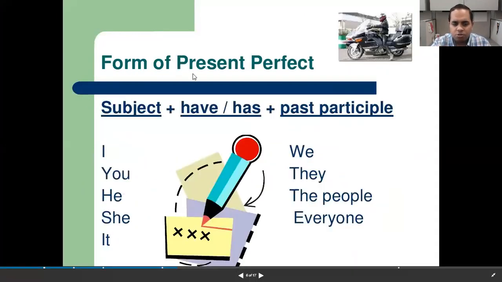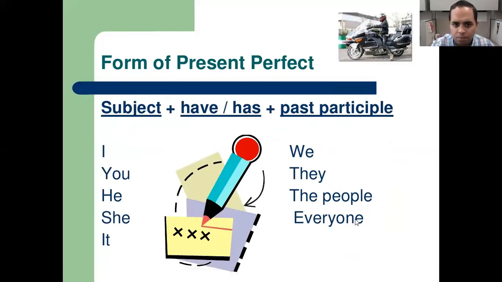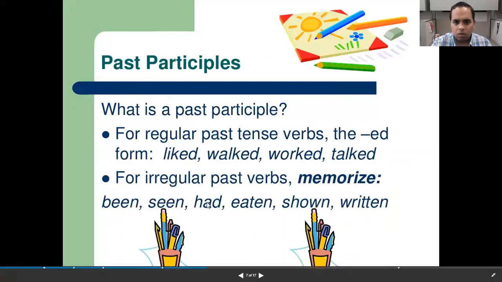So here's the structure. Subject plus have or has plus past participle. The past participle is the third form of the verb. Okay. So liked is a past participle, walked is a past participle, worked is a past participle, talked is a past participle. For some irregular verbs, you need to memorize the past participles. Been, seen, had, eaten, shown, written.